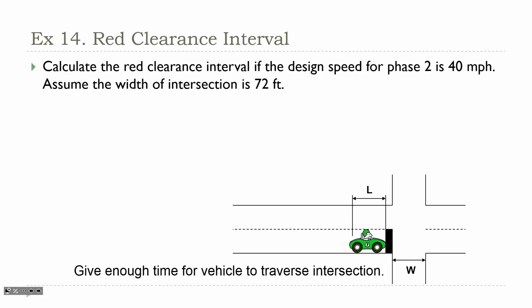Red clearance. So we have W plus L. W here is the intersection width that the car needs to clear. So we're given 72 plus the length of the car, assumed at 20, divided by 1.47 times 40. 2.6 seconds.